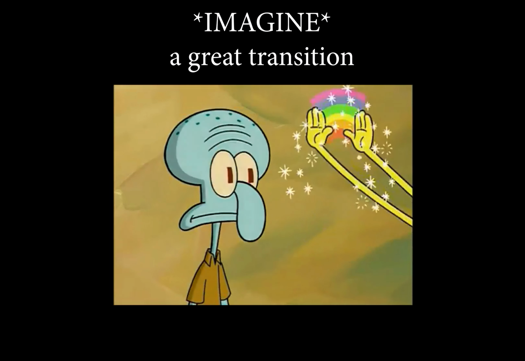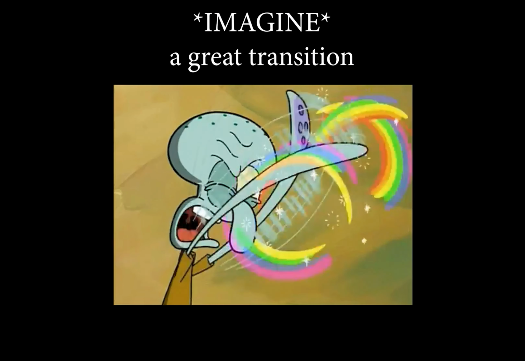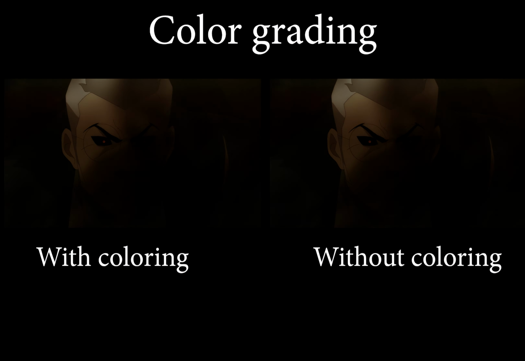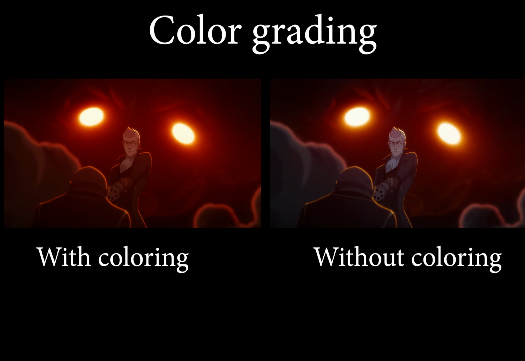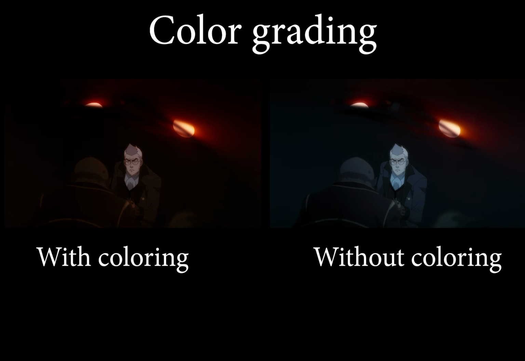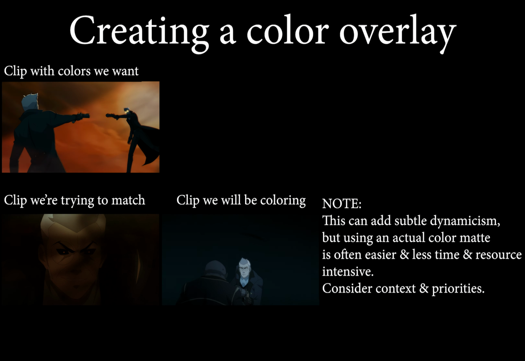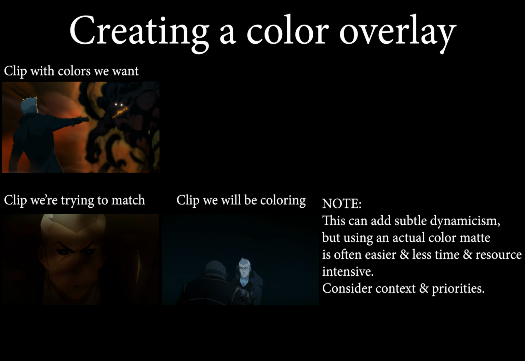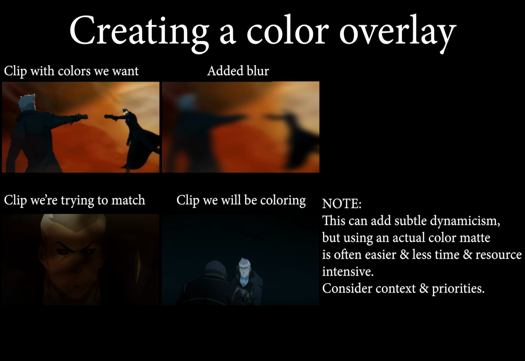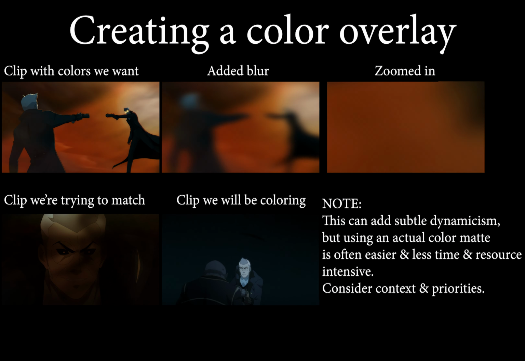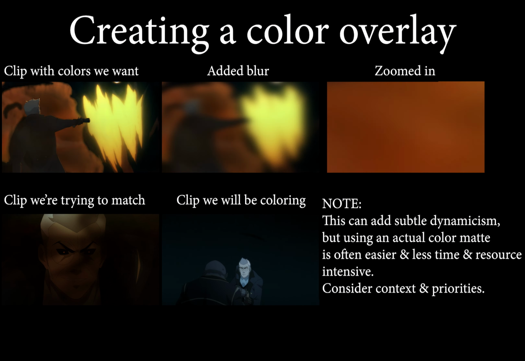Imagine a great transition here, because my last 2 tips don't really fit anywhere. Color grading helps smooth out things. You should match colors between different scenes when possible. Sometimes, using an overlay is easier to achieve this than using your program's actual color tools. Choose a clip that has colors you want the current clip to have. Blur the crap out of it. Then zoom in on the specific color you want. Now you have a color overlay you can put on your original clip.